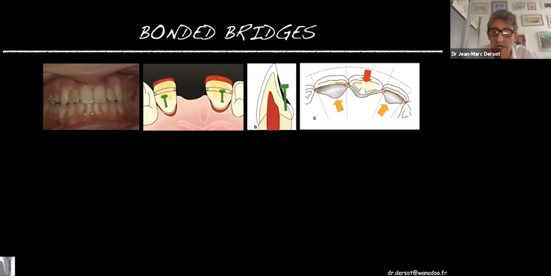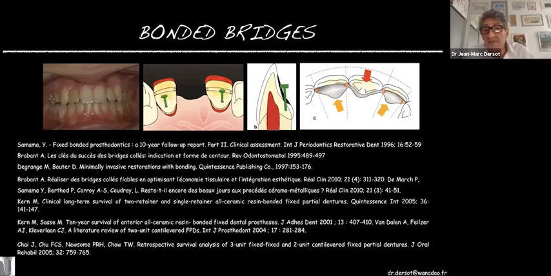Bonded bridges were proposed at the beginning of the 80s. And for example, in France, we have a lot of French dentists who wrote several papers about bonded bridges. Bonded bridges are not plain Maryland bridges as were proposed by the American team.